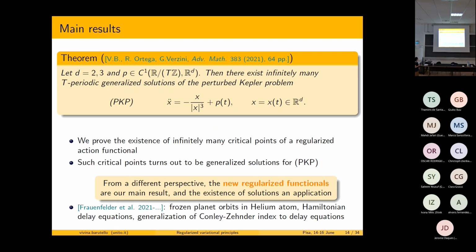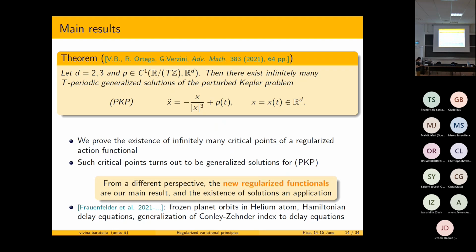The strategy of the proof is that we prove the existence of infinitely many critical points of a new functional that I will define now. Such critical points actually turn out to be generalized solutions.